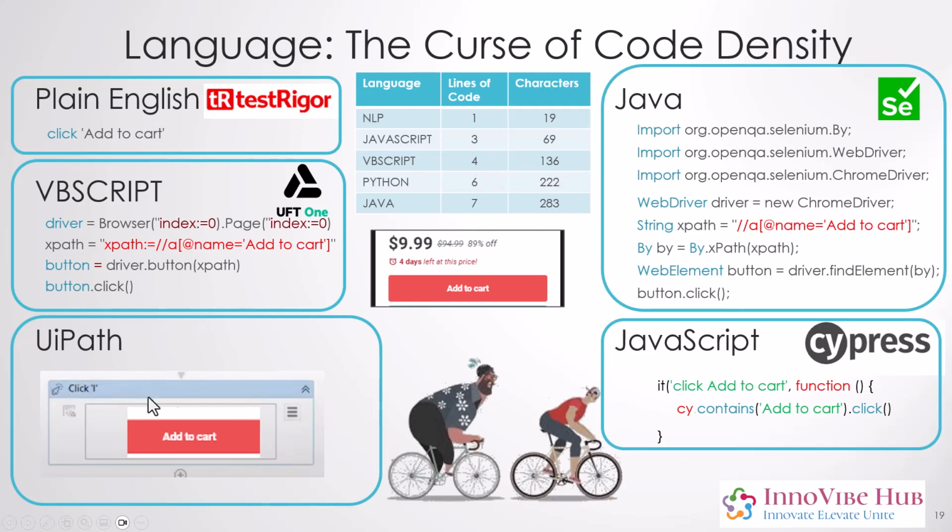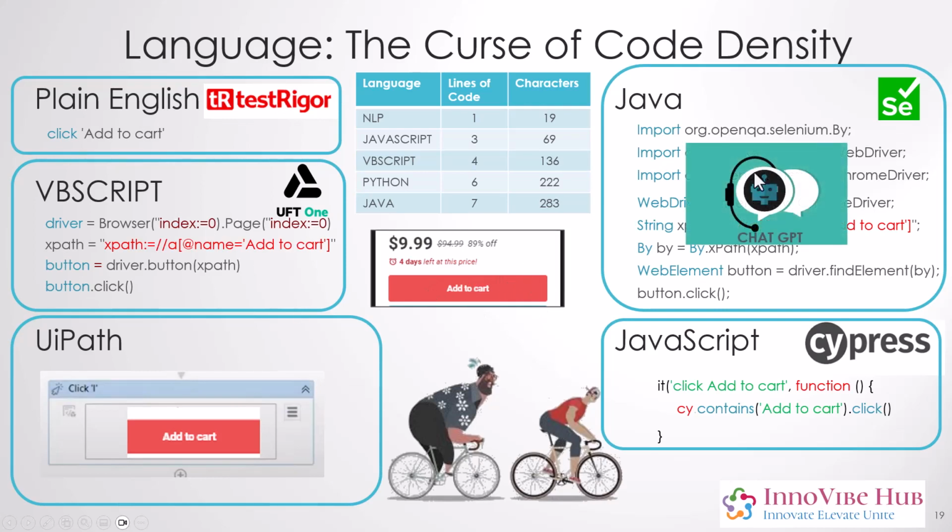If you do it in UiPath, this is essentially an image-based tool. And if we are doing JavaScript, it's 3 lines of code. But if you do it in plain English, like with Twist Rigor, you could just say click add to cart. And it'll go, I found the add to cart. It's right there. I clicked it. It's kind of cool. Of course, you can use ChatGPT to write your Java, so it kind of helps on this whole thing.